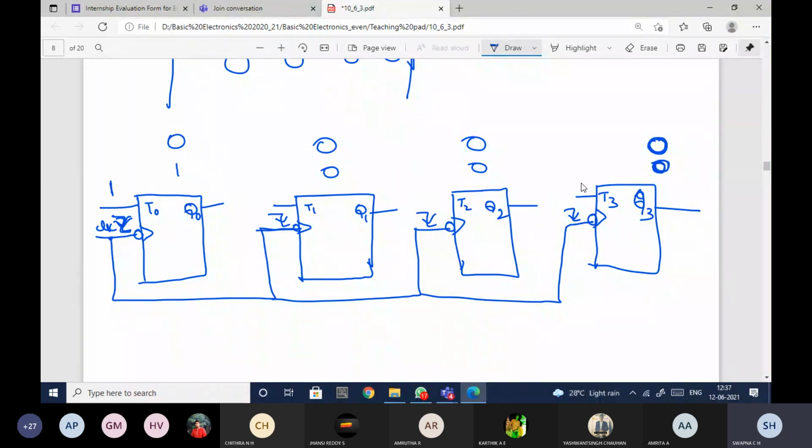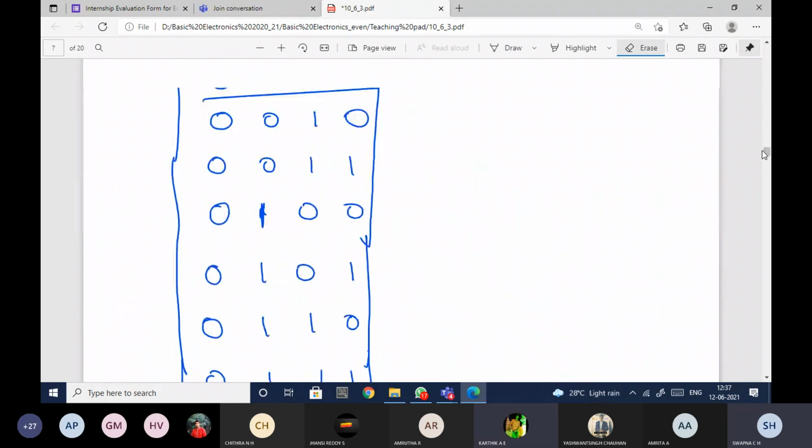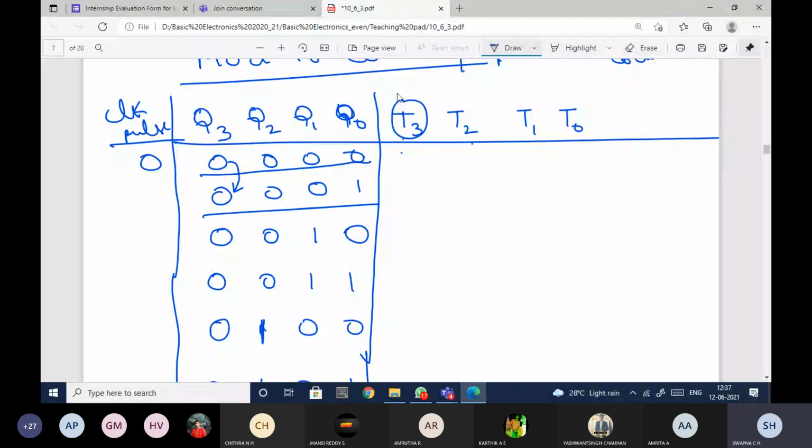So what should be the input here? It should be 0, right? If it is 1, it will toggle, right? Yes or no, ma'am? If my T3 input is 1, what happens to the output? It will toggle, right? Okay, fine. See the truth table and tell me. Toggling is not happening, so the T3 input should be 0 only. Are you understanding what I'm trying to say here?